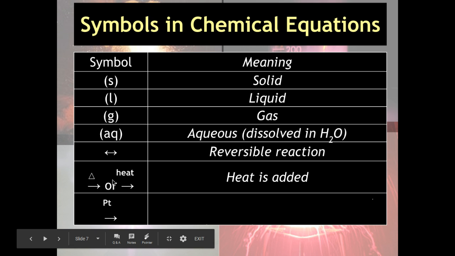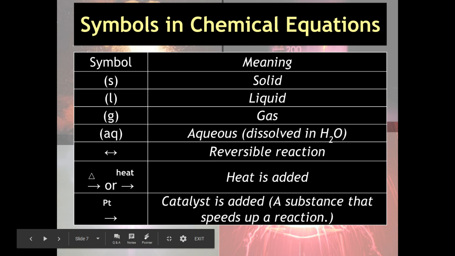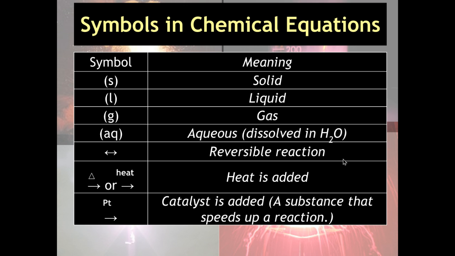Now, when heat is added to a reaction, notice how over the yield sign you either have the word heat or you have the delta Greek symbol, the triangle, which in science classes is delta and stands for heat. Now, Pt over the yield sign means it's a catalyst. What is a catalyst? That is a substance that speeds up a reaction. So if you add a catalyst to a reaction, you're speeding up the reaction.